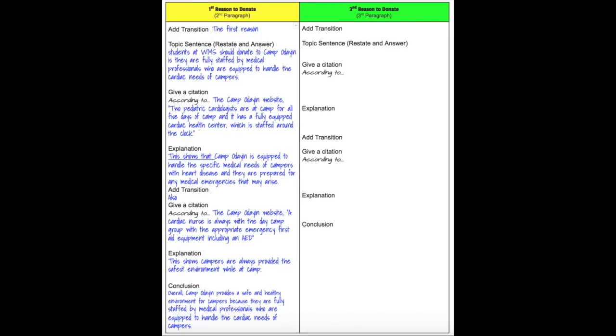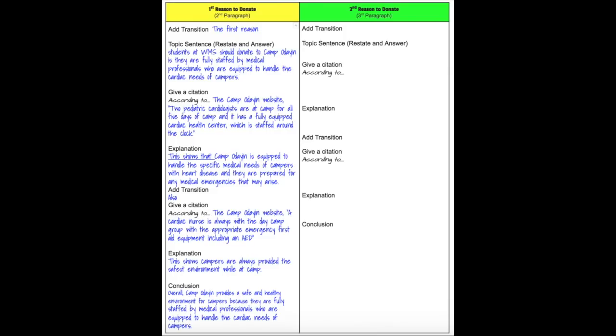I need to include a second piece of information that supports my topic sentence. So I added the transition also. According to the Camp O'Dayan website, a cardiac nurse is always with the day camp group with the appropriate emergency first aid equipment, including an AED. The explanation says this shows campers are always provided the safest environment while at camp.